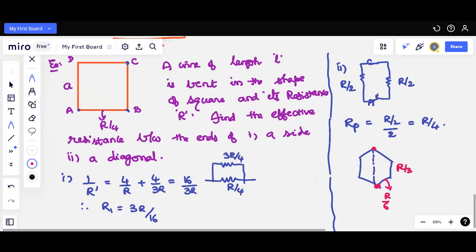That side also R by 6 plus R by 6 plus R by 6 is R by 3. They are in parallel between these 2 points. Parallel, so R by 6. What did you understand? 4 sides, R by 4. 6 sides, R by 6. n sides, R by n. Am I right? This is a regular polygon bent into a regular polygon.